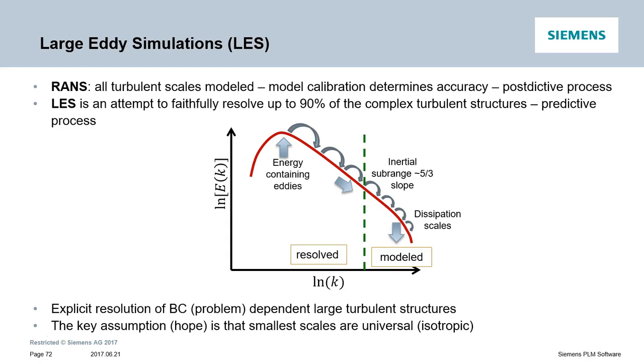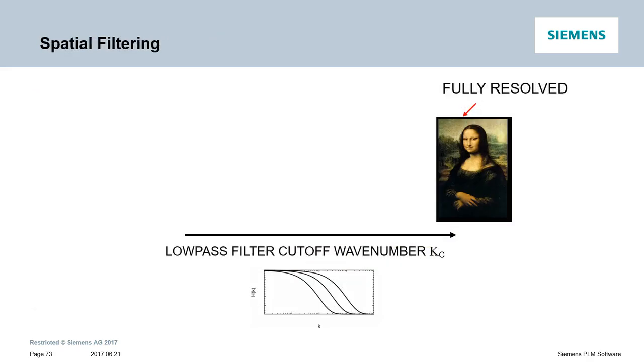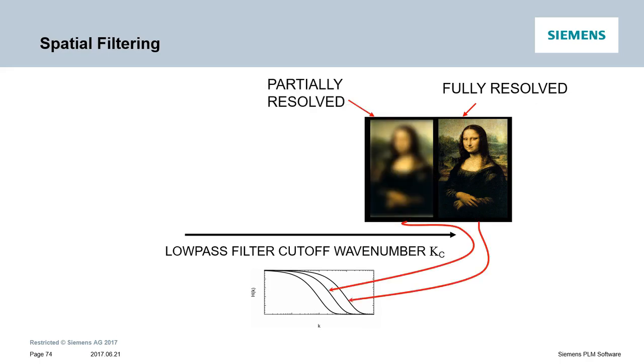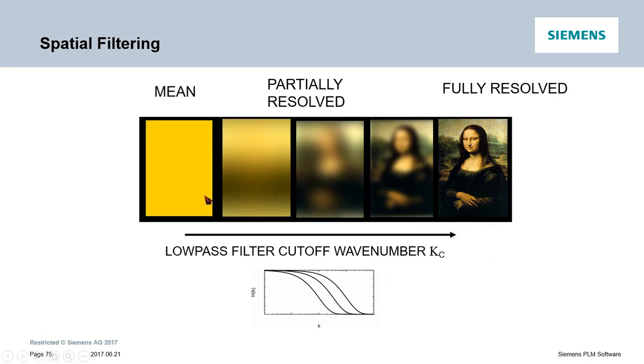So the idea is of spatial filtering using a low pass filter rather than time averaging. For example, if we start with this fully resolved image and apply a low pass filter, that is, cut off the higher wave numbers, we get an approximate image. But we still get a decent idea of the original image. But as we keep on decreasing the cutoff wave number, we lose a lot more detail. Eventually, we are unable to recognize the original image.